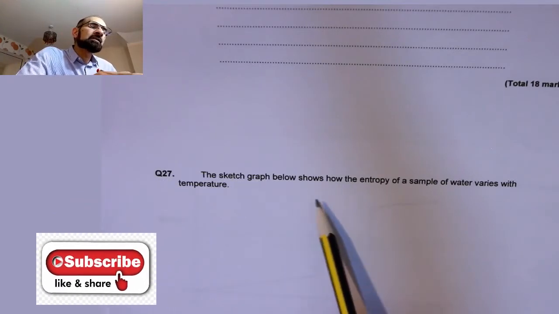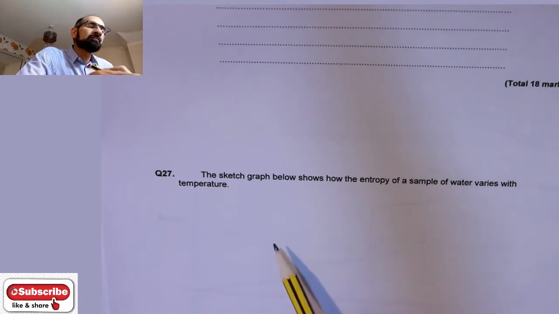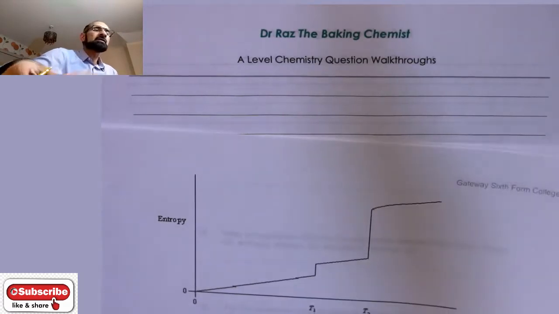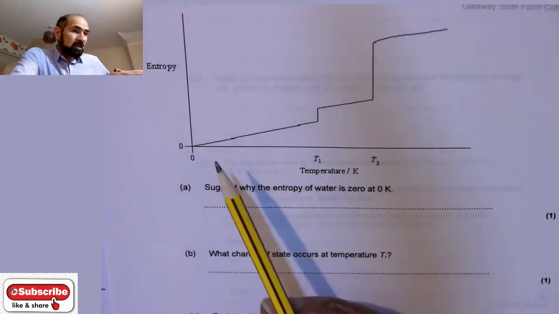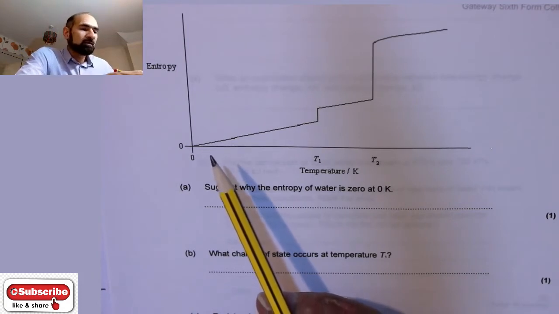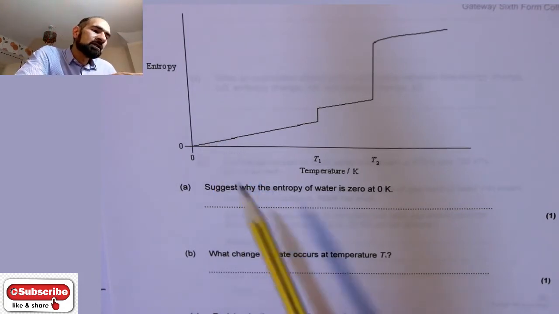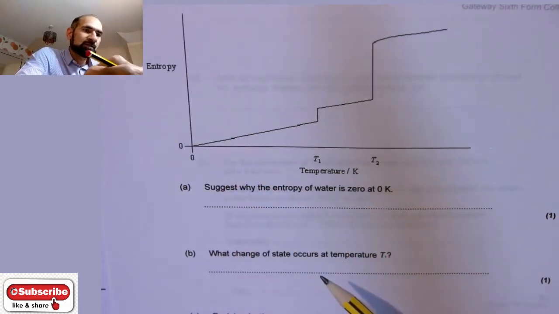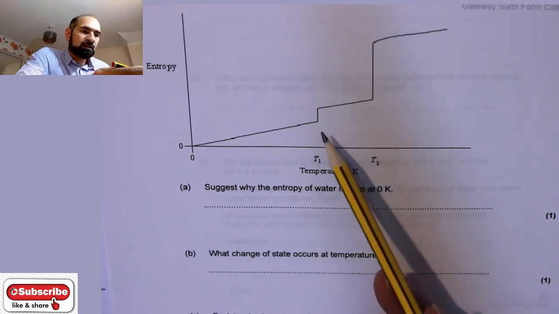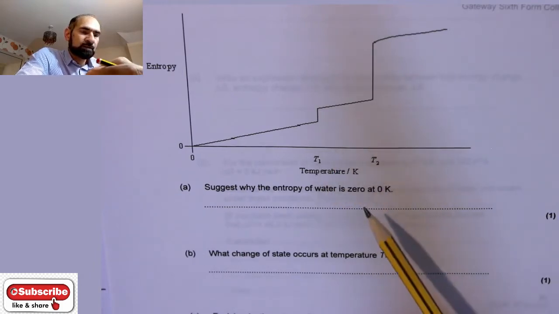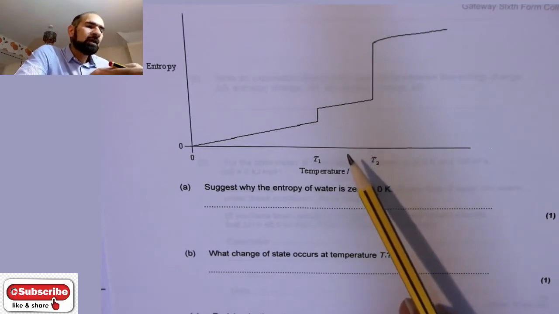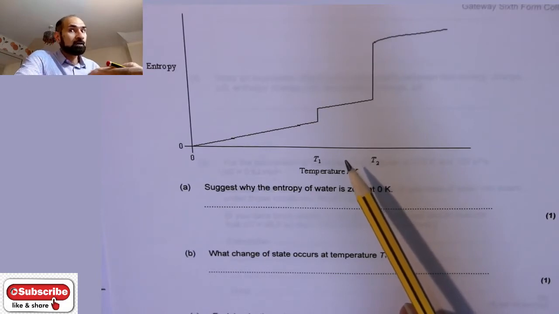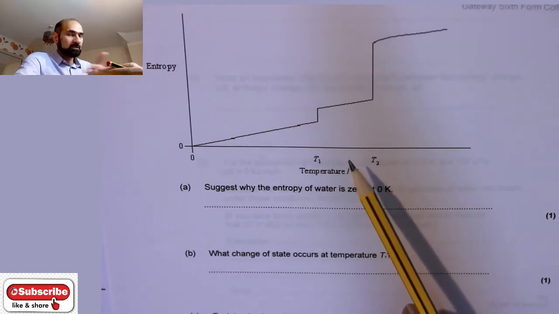The sketch graph below shows how the entropy of a sample of water varies with temperature. Okay, so the sketch that they usually give you is this. So there's the entropy on the y-axis, and there's temperature in kelvins on the x-axis. And there's some weird things going on here at T1 and T2. Guaranteed they're going to ask you a question about that. Be aware that they could ask you to sketch it yourself, and you'll see why and how to do it in a few minutes as we answer the question.